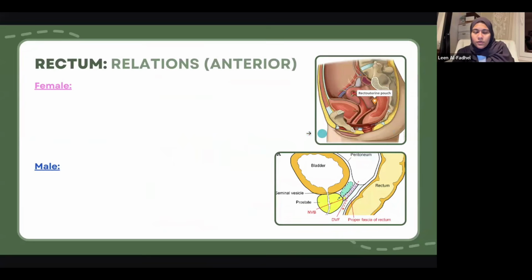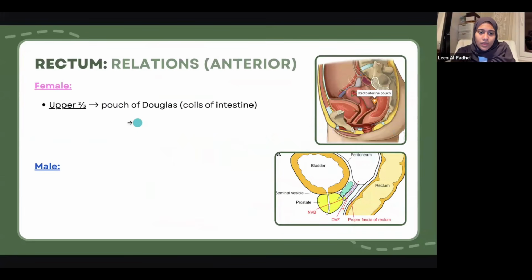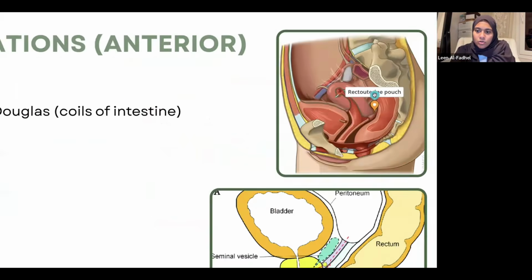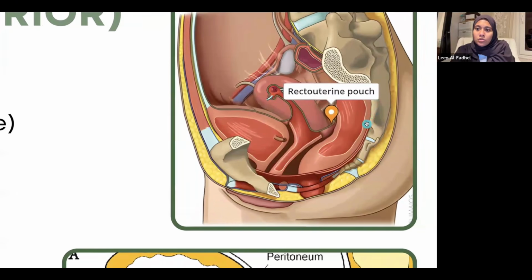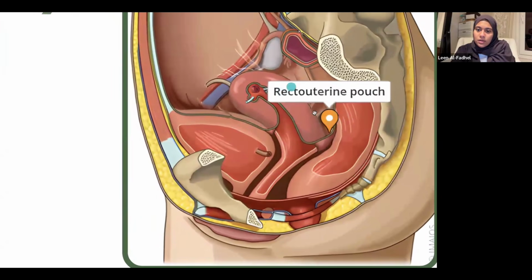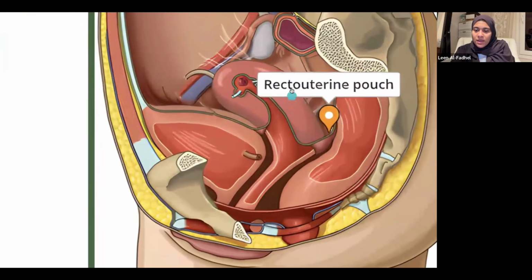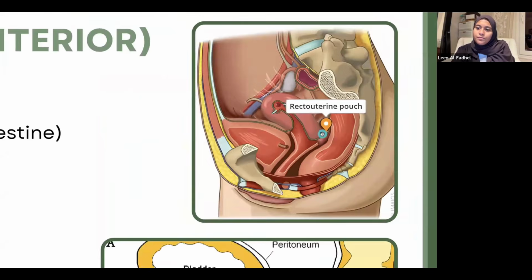Now, let's solve our relations. This is very important. I've seen a lot of questions on this. Obviously, the female and the male will have different relations anteriorly for the rectum. Anteriorly, for the female, you'll find the pouch of Douglas. The pouch of Douglas is basically the recto-uterine pouch in females, and it is the recto-vesical pouch in males. It's recto-uterine, meaning it is behind the uterus in females. In males, I couldn't find a picture, but you would have the seminal vesicles running along here, and you'll find the rectovesical pouch right behind it.